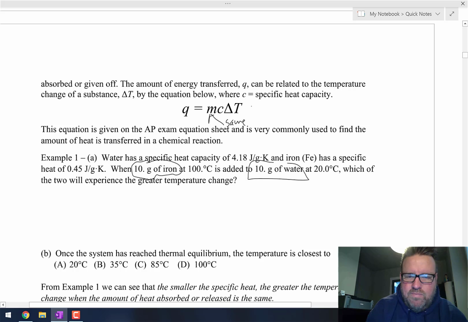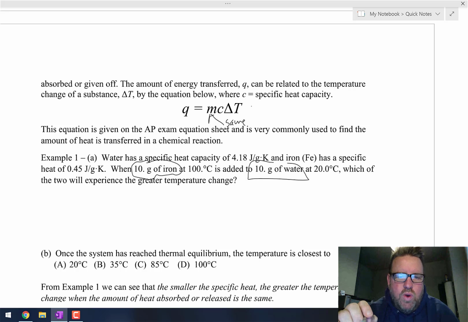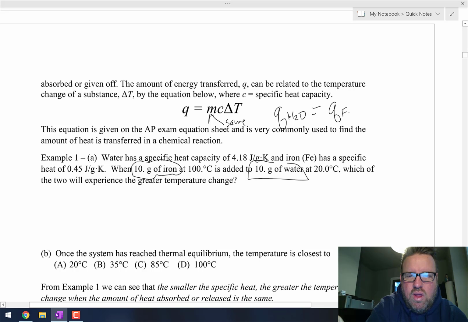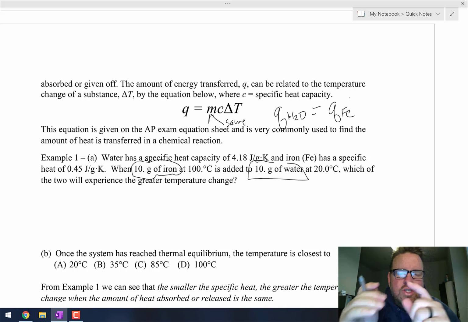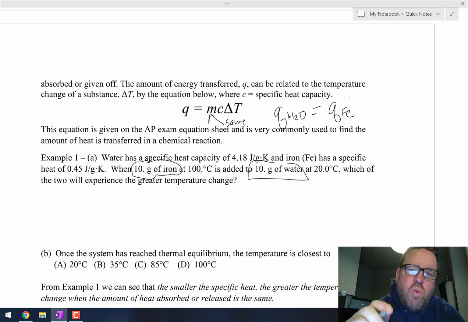The mass in both of those are the same. Now, the iron's at 100 degrees. The water is at 20 degrees. Which of the two will experience the greater temperature change? What you have to understand here is that Q of the water is going to equal Q of the iron. The iron is hotter, right? It's at 100 degrees. The water's colder. So the heat is going to transfer from the iron to the water.